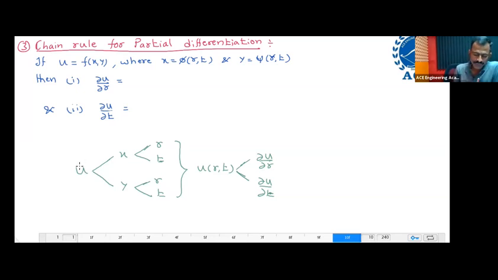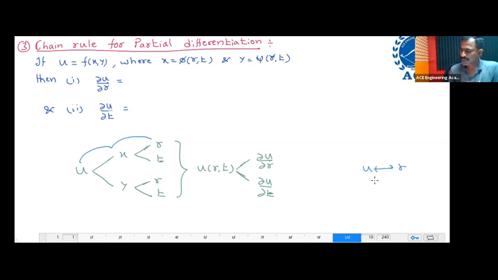So we start at u, we go to x, and x to r. Similarly, to reach r through y also, we can go u to y, y to r. But u to x is partial, x to r is also partial because x is a function of more than one variable. So all derivatives are partial derivatives here. First, u to r.